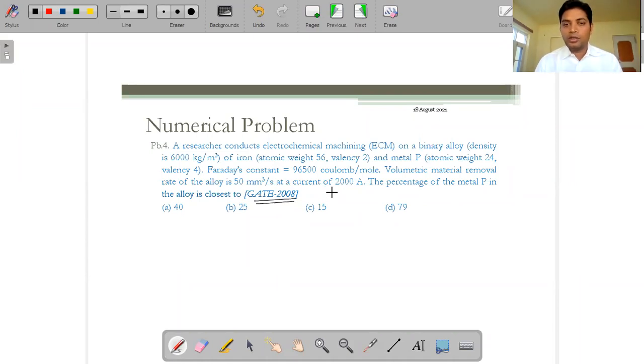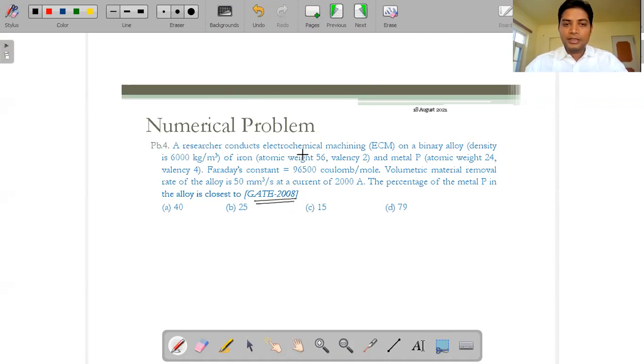Other than what the IITs are asking nowadays, in which students are getting 100 out of 100. So at that time, when this paper was there, the cutoff was very low. Okay. So let's go for a problem.